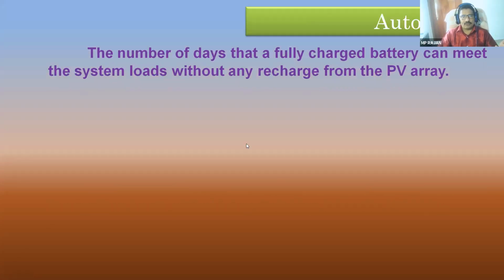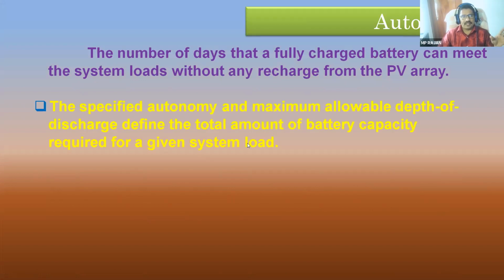Autonomy, just now I told, is the number of days that a fully charged battery system supports loads without any recharge from the PV array. Just an example: if your sun is not giving you light for 2, 3 or 4 days, our power supply system should not be interrupted. Without any obstruction, we should get uninterrupted power supply. For that, the battery size is to be increased, because the battery is your bank. The battery is the bank from which you can take the electrical energy as and when you require.